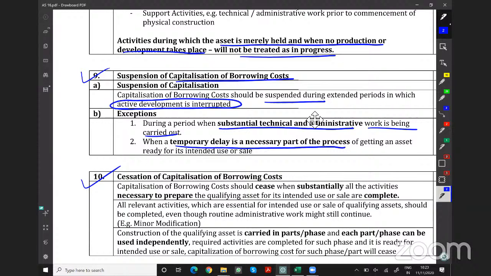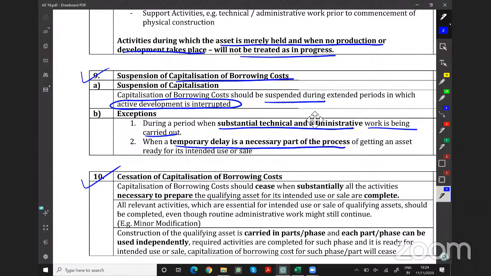The second: after 3 months, they told me, sir, we will require 20 to 30 days for the foundation to stabilize. The foundation will require 30 days to stabilize. After 30 days only, we can start our construction. So in such a case, there should not be any suspension of borrowing cost.